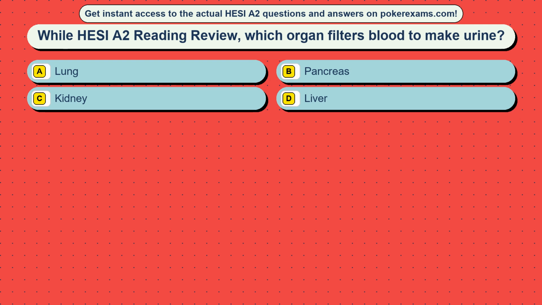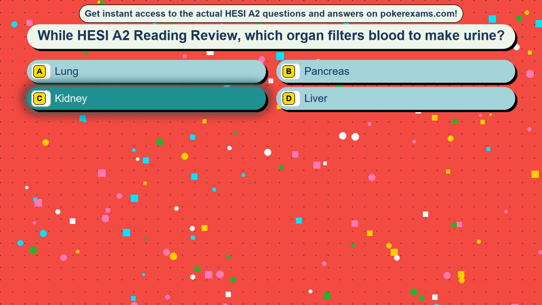Question 47. While HESI A2 reading review, which organ filters blood to make urine? Option A, lung. Option B, pancreas. Option C, kidney. Option D, liver. The correct answer is option C, kidney.